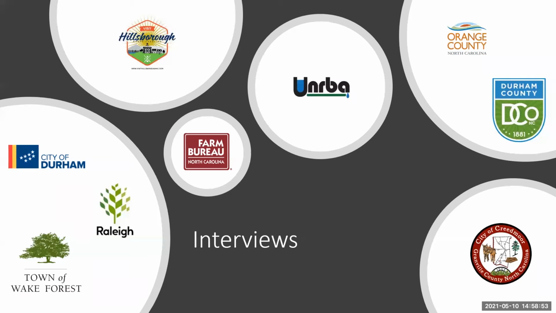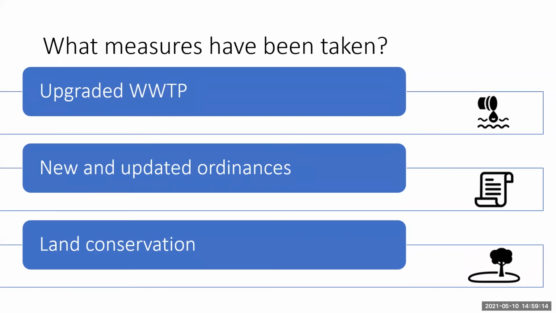Also, as part of our research, we interviewed different stakeholders within the Falls Lake watershed and the revenue shed. This included jurisdictions, counties, and towns, but also the Farm Bureau. We also talked to folks from UNRBA. So the measures that have already been taken include upgrading wastewater treatment plants. That has made a big impact on reducing the amount of nutrients going into the watershed. Also, the most common measure taken was updating ordinances or creating a new ordinance for new development. Land conservation is also a measure that was very common, and most jurisdictions did that in partnership with other jurisdictions or other land trust organizations.